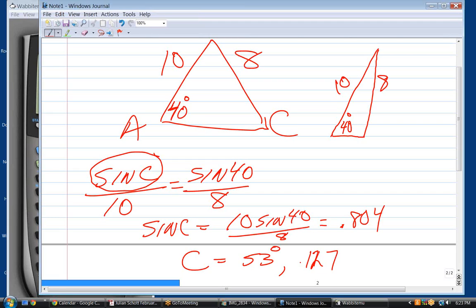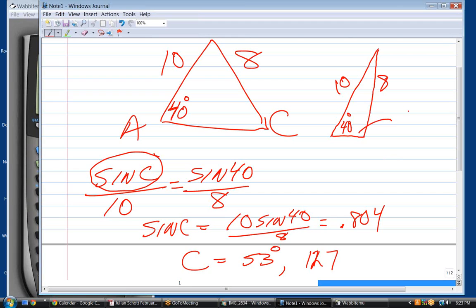Okay. Why do I figure this one out? Because is it possible to put a 127 degree angle into there? And the answer is yes. Because I've got a 40 degree angle, 127 would only add to 167. That leaves 13 I could put into there. So I have two answers.